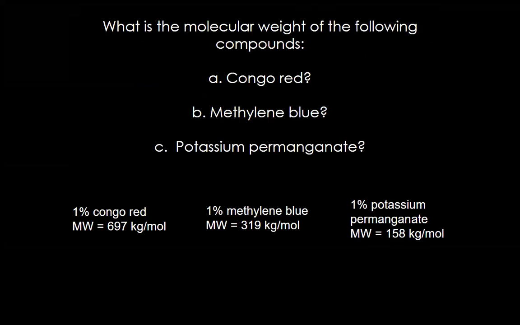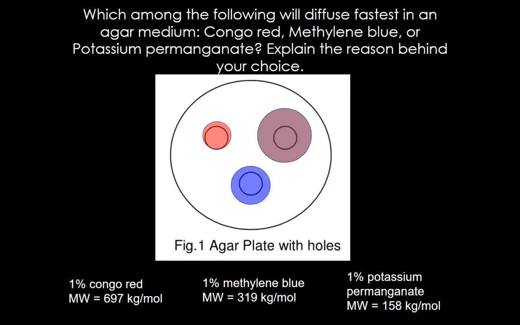Next, what is the molecular weight of the following compounds? For Congo red, it's 697 kilograms per mole. Methylene blue is 319 kilograms per mole. And potassium permanganate would be the lightest at 158 kilograms per mole. So given all that, which among them will diffuse fastest in an agar medium? The correct answer would be potassium permanganate, because it is also the lightest compound. And as mentioned earlier, the heavier the molecule, the more difficult it would be to travel in a particular space and distance. Okay? So since potassium permanganate is lighter, it can travel faster.